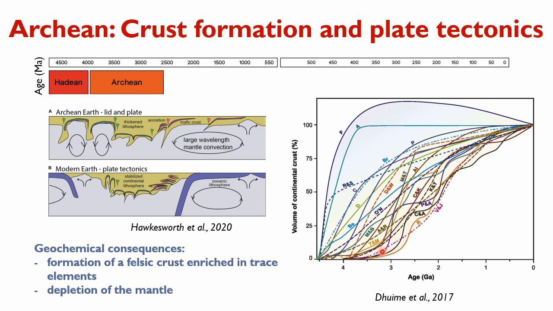So in terms of geochemistry, formation of the continental crust has some major impact because by creating a felsic crust, we create a reservoir that's enriched in trace elements. And the consequence of creating such a reservoir is that you create a depleted mantle, a mantle that's depleted in the equivalent trace elements. So that has implications for the long-term evolution of the mantle.